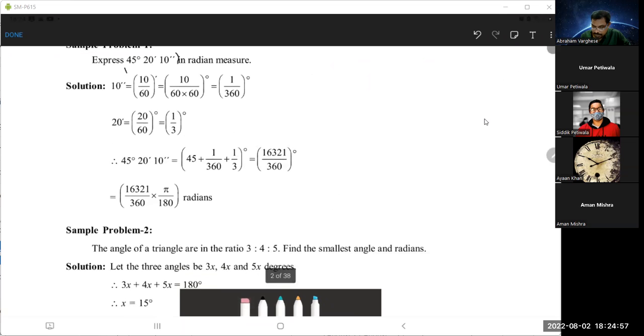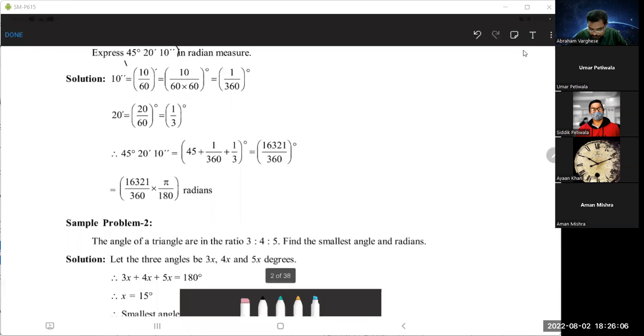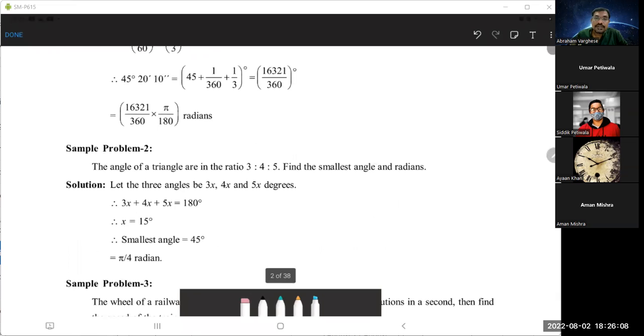Okay, now second question. The angles of a triangle are in the ratio 3:4:5. Find the smallest angle in corresponding radians. Okay, direct question. You can try this question, take 1 minute. So you will get the smallest angle will be 45 degree. So 45 degree converted to radian measure is pi by 4 radian.